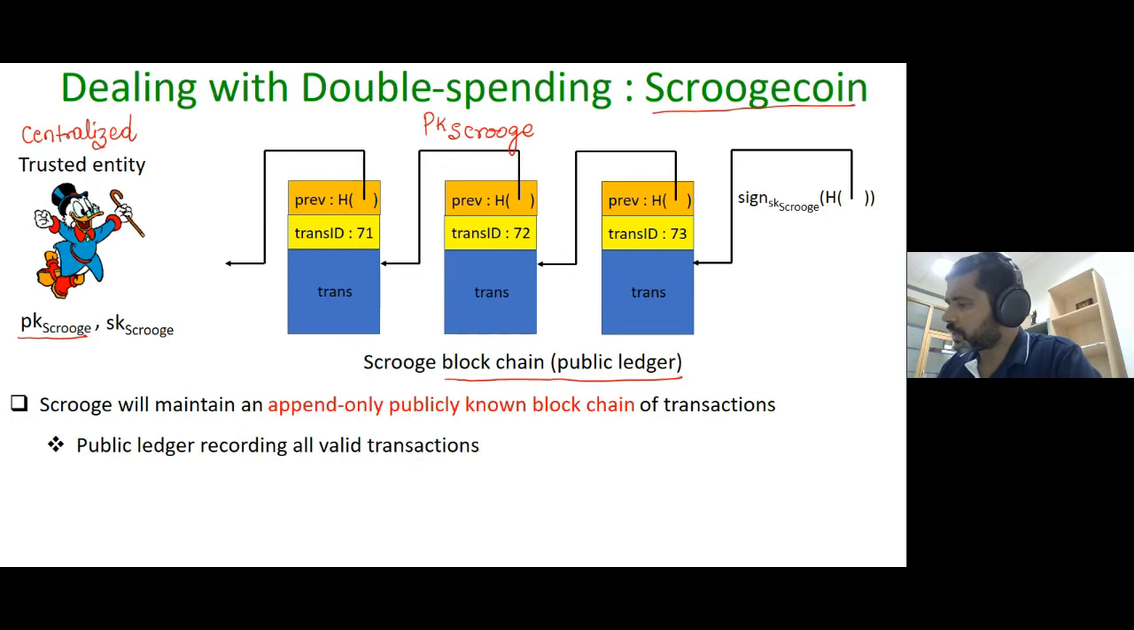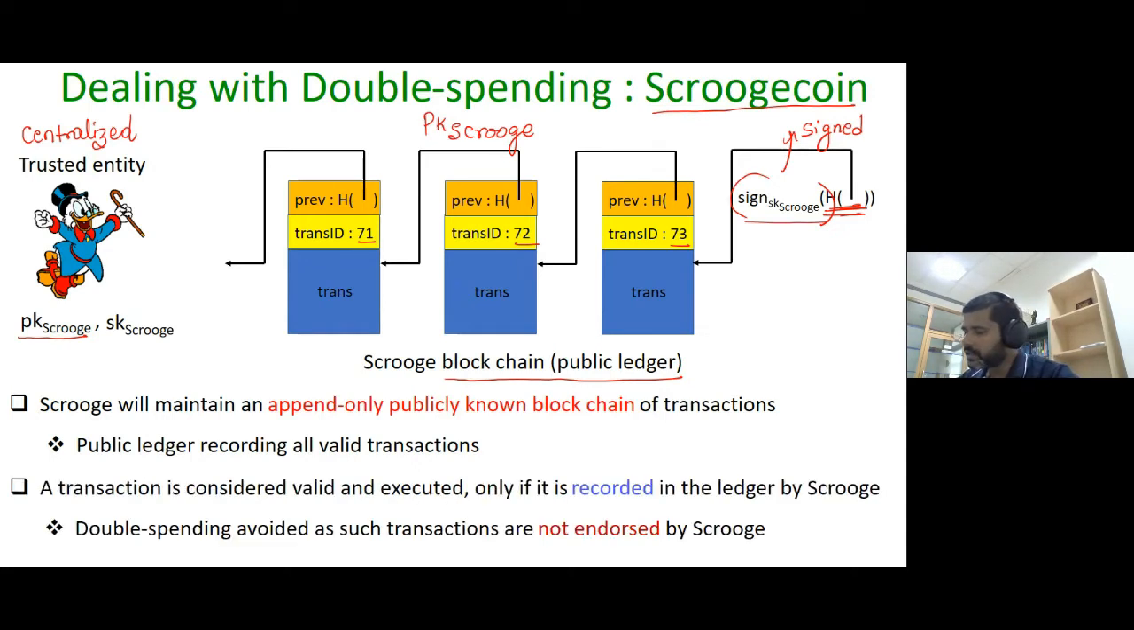So what will be the structure of this blockchain? It will be a sequence of blocks, okay? And each block will have distinct IDs. And the blocks will be linked together through hash pointers. And the head hash pointer of this blockchain will be signed by Scrooge. So Scrooge, you can imagine as the RBI governor here. And everyone will be keeping an up-to-date copy of this blockchain.